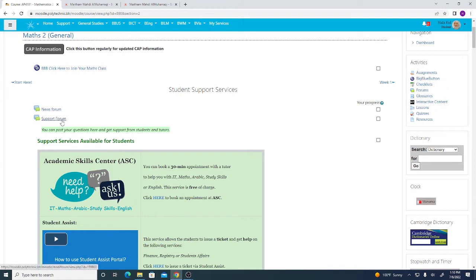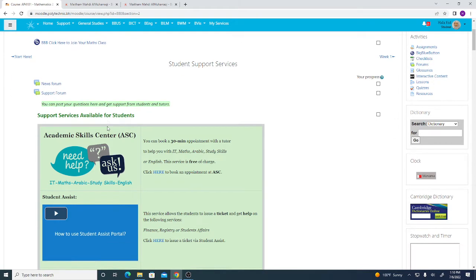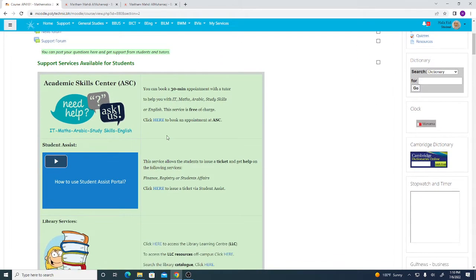In this support forum, they can write any questions they have, and tutors would visit this support forum from time to time to answer students' questions. Students can answer other students' questions as well. We've got here a list of available support services, like the Academic Skills Center. So here we've got the service, and here we've got a description of the service along with important links.